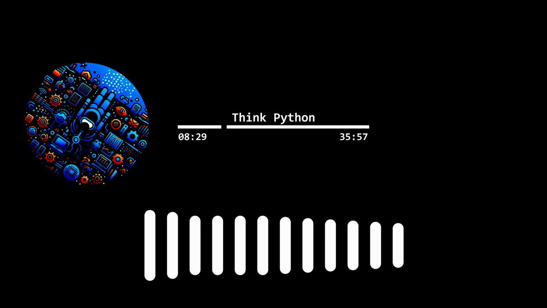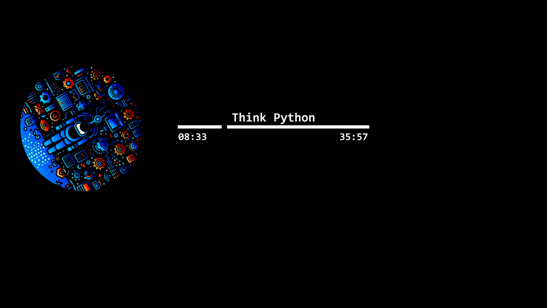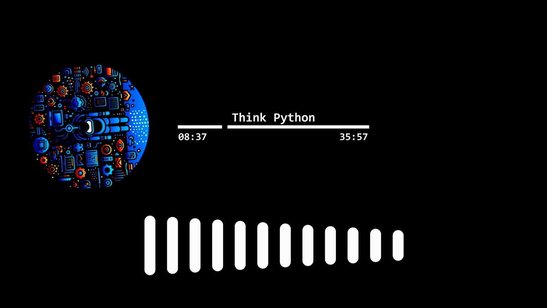That sounds like a solid plan. The book also lists some specific error names we'll likely see. Oh, definitely. You'll see NameError if you use a variable name before assigning it a value.